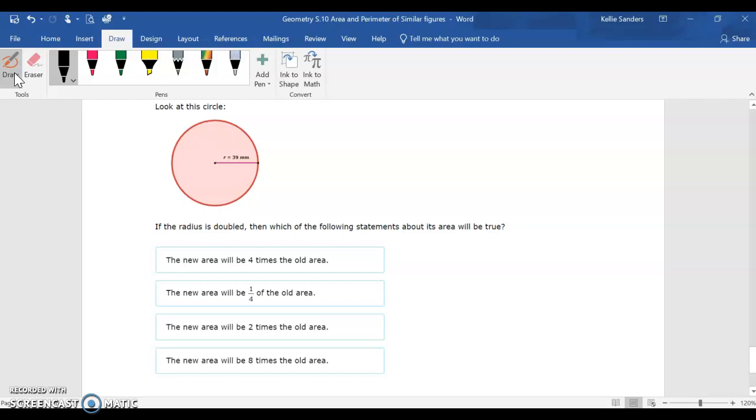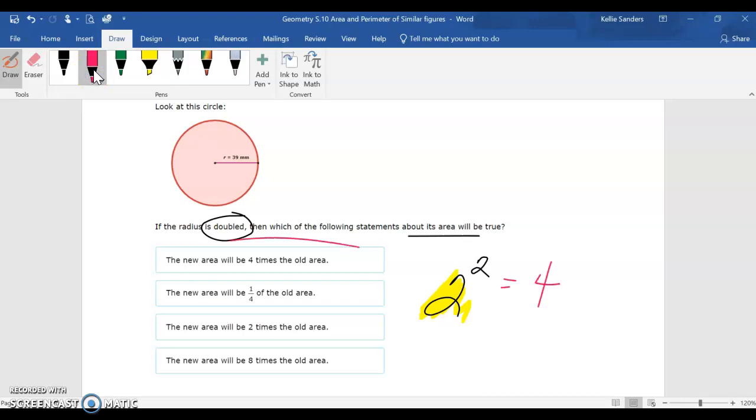Look at the circle, the radius. If the radius is doubled, then which of the following statements about its area is true? Again, for just one length, we are doubling it. So we're doubling a length, so its area would be whatever we're doing to it, which is doubling. So it's this 2 right here. And so we're talking about the area. 2 squared is 4. So it's going to be 4 times as big as the older one.